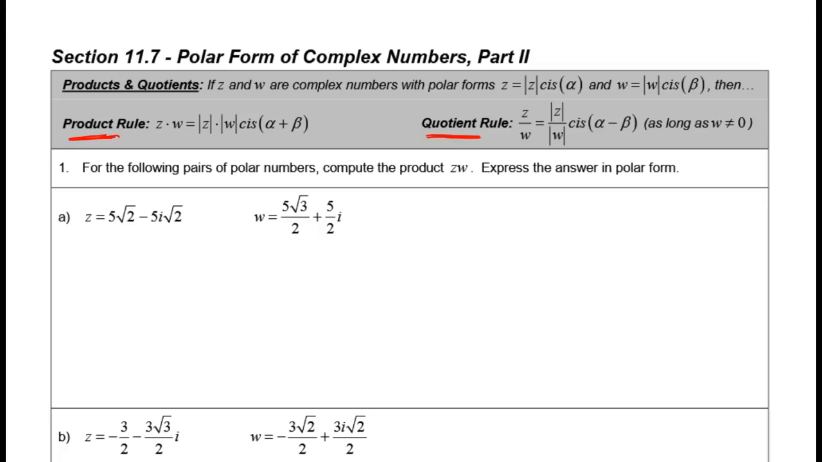So before I get started with looking at a couple of these product rule examples, I want to remind you that we're going to be working with the following parameters. If z and w are complex numbers with polar forms of z equals the modulus of z times cosine alpha plus i sine alpha. Okay, so alpha will be the angle for z, and then we have a similar relationship here with w, where we have the complex number in polar form of w equals the modulus of w times cis of beta. Then these two rules hold, but let's just go back to this for 1 second.